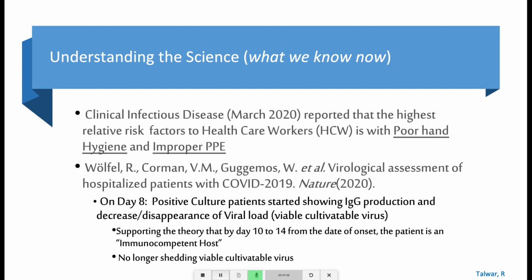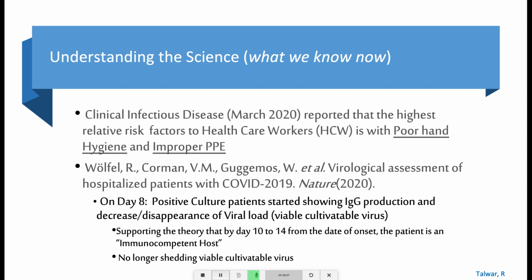There was a Clinical Infectious Diseases article published in March that reported that the highest risk factors for COVID-19 in healthcare workers were poor hand hygiene and improper PPE. This study came from assessing healthcare workers who were infected in China, especially in the epicenter of the virus. Again, poor hand hygiene and improper PPE were the most common causes for healthcare workers to become infected. Hence, there is a lot of information right now on proper PPE.